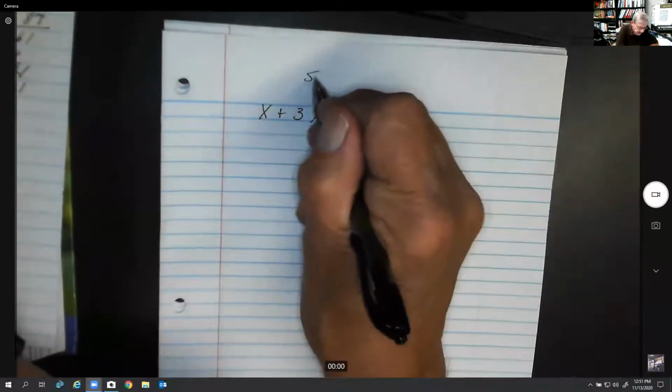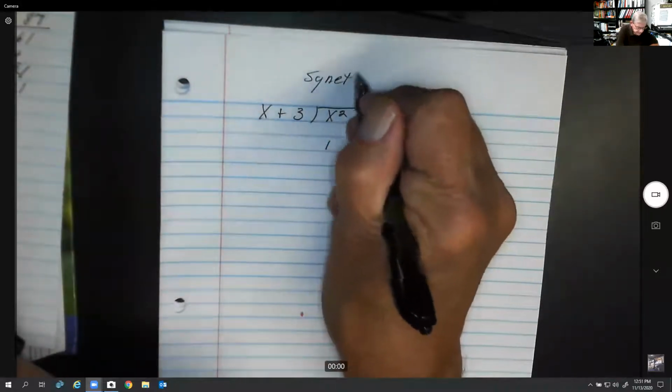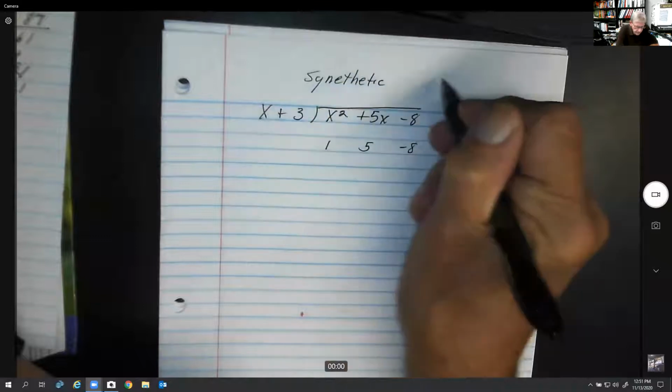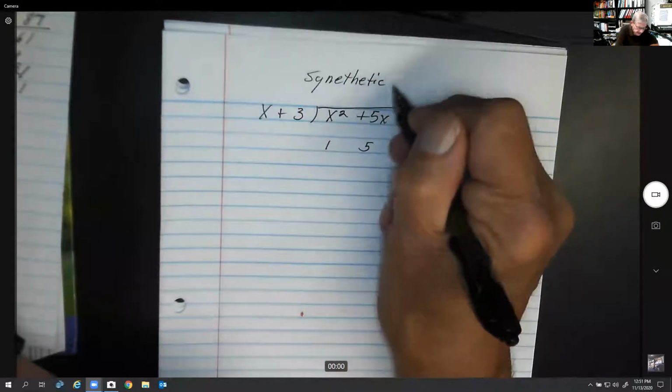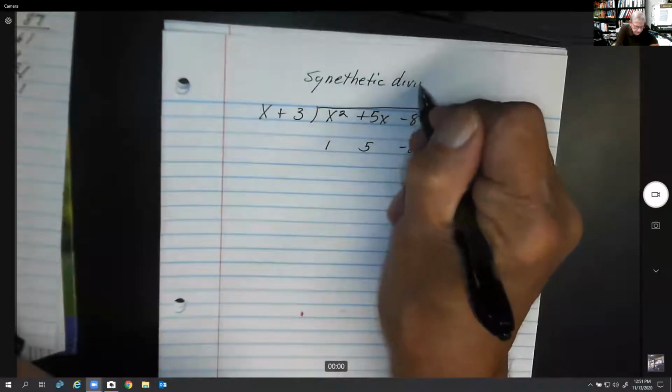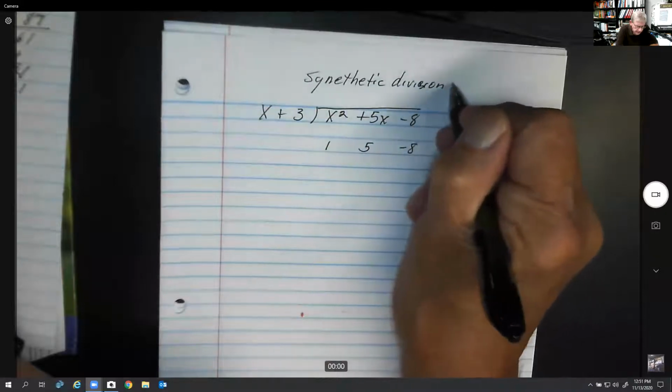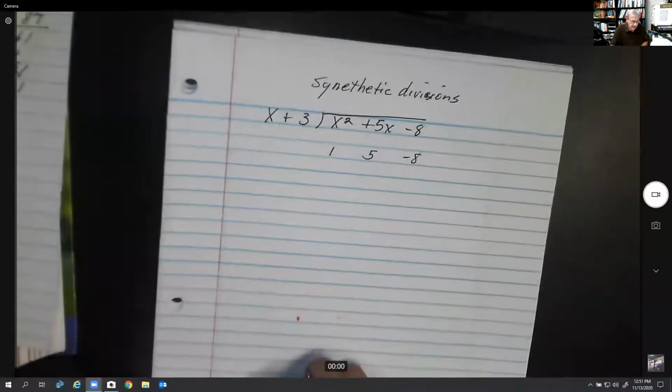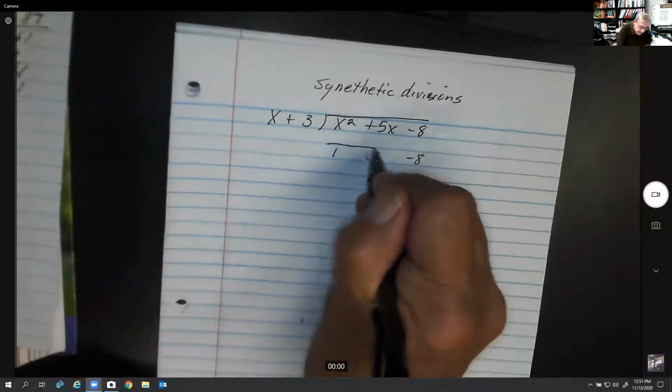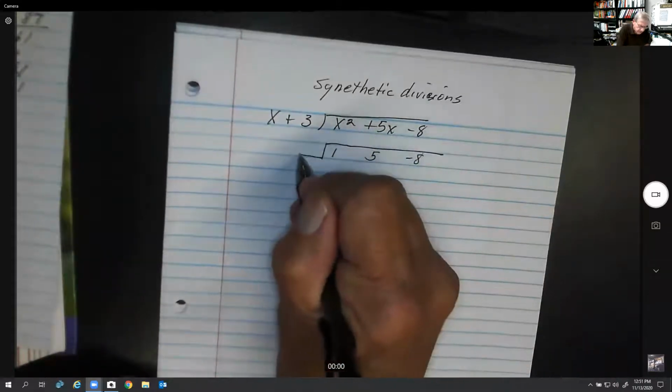This is called synthetic, not polyester, synthetic division. You think they would have named it polyester or something like that. I don't know.